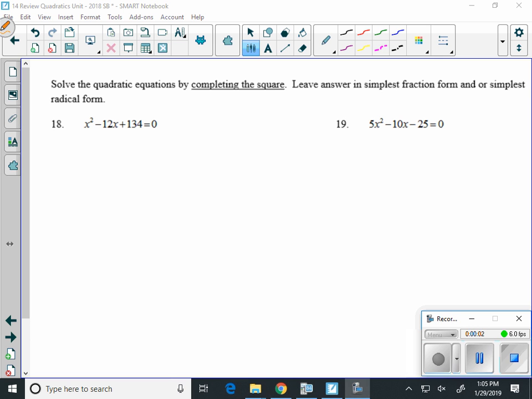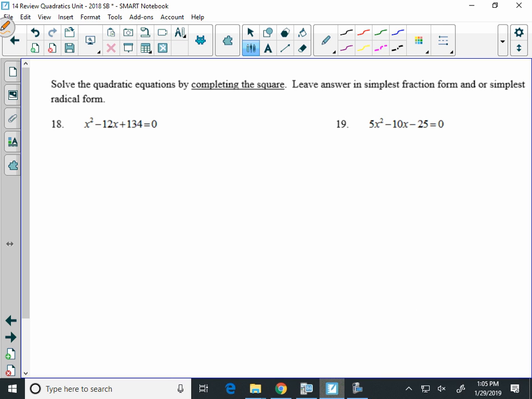We take a look at problems 18 and 19, and we're going to use the method complete the square. So we take a look at 18. There's no number for the x squared, so we don't need to divide. So we can go ahead and move that 134 over. So whatever the constant is, move it over to the other side.